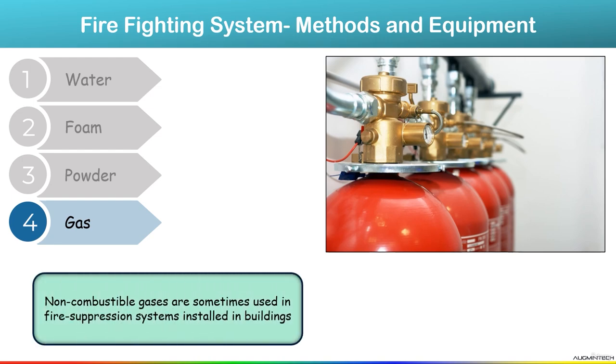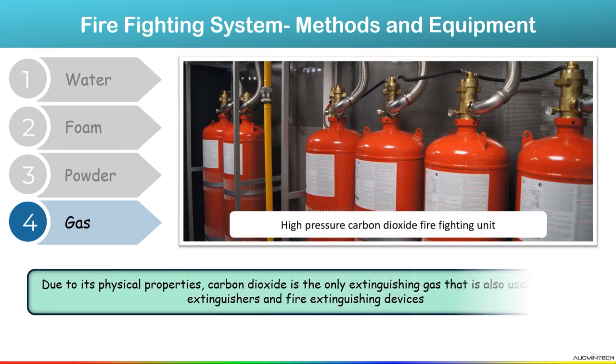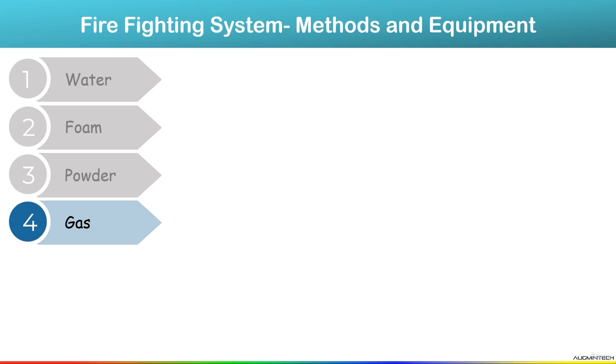Here it is written: non-combustible gases are sometimes used in fire suppression systems installed in buildings. They work by being heavier than air, thus displacing the oxygen. Due to its physical properties, carbon dioxide is the only extinguishing gas that is also used in fire extinguishers and fire extinguishing devices. Now, in which areas is this gas extinguishing system used?